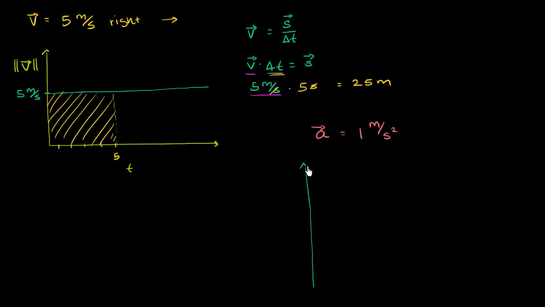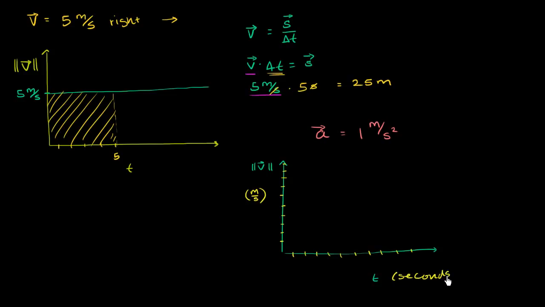So this is my velocity axis. Give myself a little bit more space. I'm just going to draw the magnitude of the velocity. And this right over here is my time axis. So this is time. And let me mark some stuff off here: 1, 2, 3, 4, 5, 6, 7, 8, 9, 10, and 1, 2, 3, 4, 5, 6, 7, 8, 9, 10. The magnitude of velocity is going to be measured in meters per second, and the time is going to be measured in seconds.